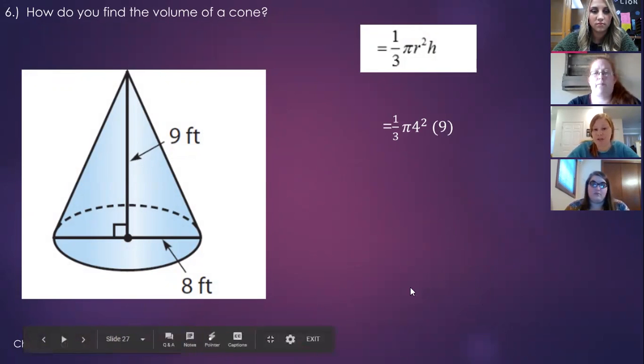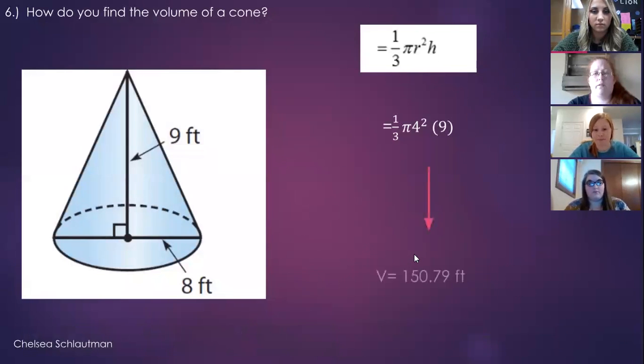Once you plug all that information in, you will see that our volume for this particular cone is going to be 150.79 feet.